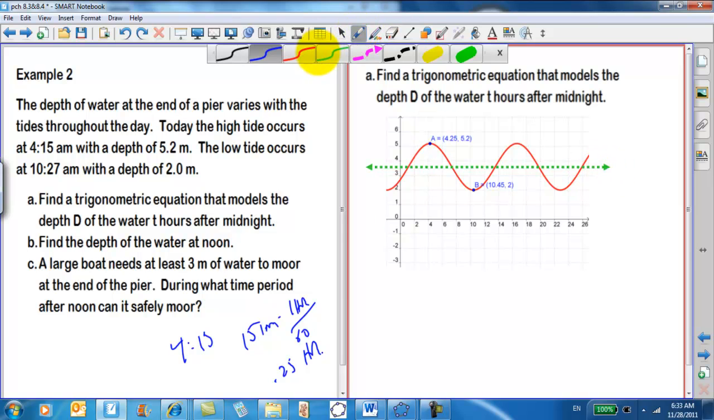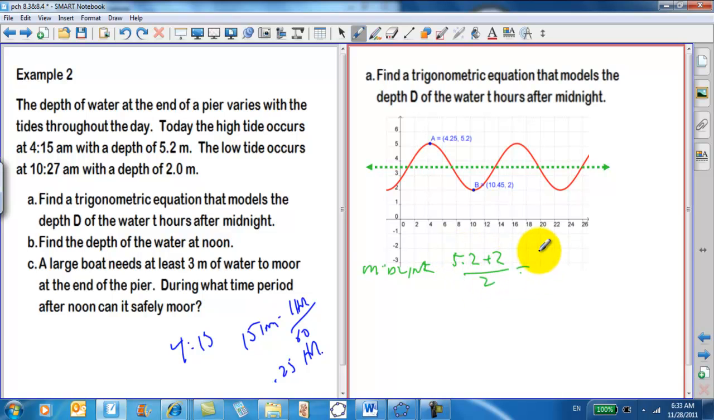For the midline, I'm going to go halfway between the peak, which is at 5.2, and 2. Divide that by 2: 7.2 over 2 equals 3.6. So that means I've been raised up 3.6 from the normal midline. So our K is going to be 3.6. We're shifting everything up that much.